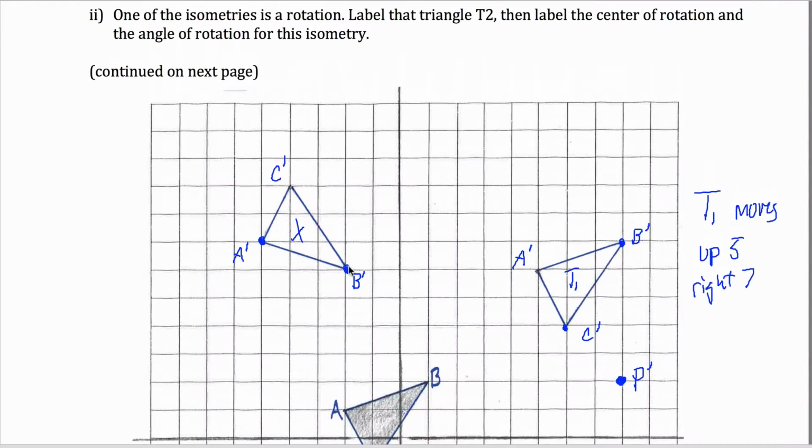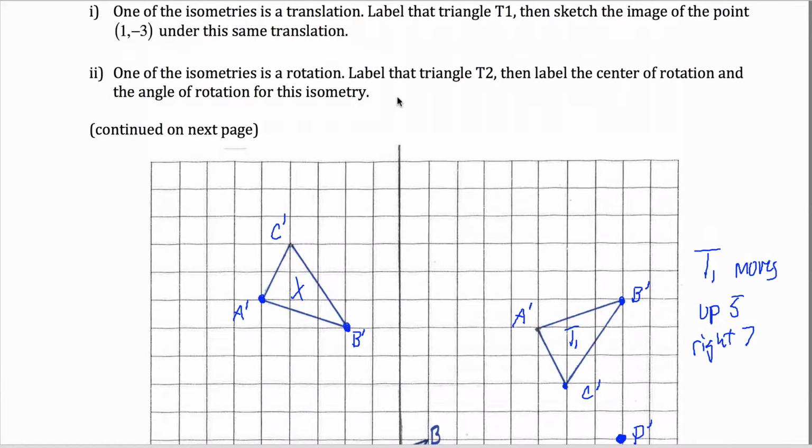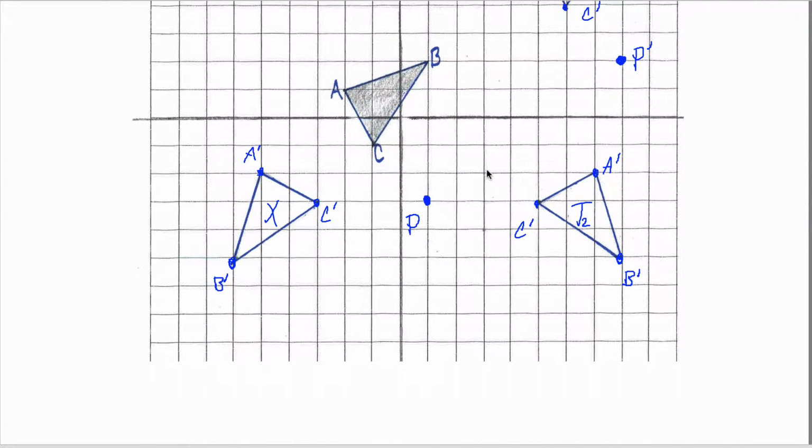And I'm still not done, because then it said one of the isometries is a rotation. That's T2, I knew that. Label the center of rotation and the angle of rotation for this isometry. The way you do that is you connect corresponding vertices. So maybe we'll connect A and A prime. And then draw the perpendicular bisector, and really not draw, but construct. So I'm going to try my best to construct that. I don't think I need to show you how to construct a perpendicular bisector, although I'm doing a pretty poor job of even approximating it. Something like that. You can spend more time coming up with that.